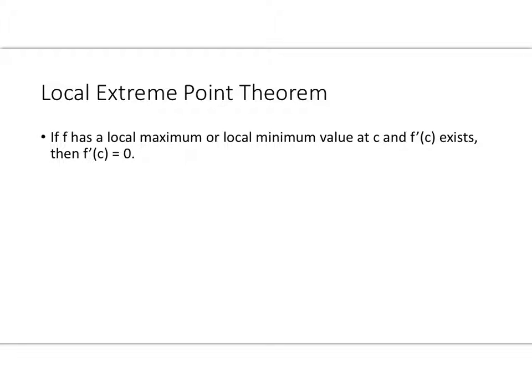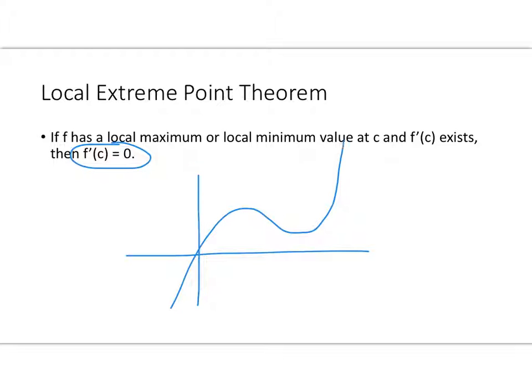The local extreme point theorem says that f has a local maximum or a local minimum, so not necessarily of the whole graph, but of a certain area, that at that value of c, if our derivative exists, then the derivative has to equal 0, which kind of makes sense if I'm looking at a graph and I focus in just on this little region right here, and I say, oh, right here there's a local min. Well, the slope at that line, it makes sense that the slope there would be 0, so at some point my derivative has to be equal to 0.